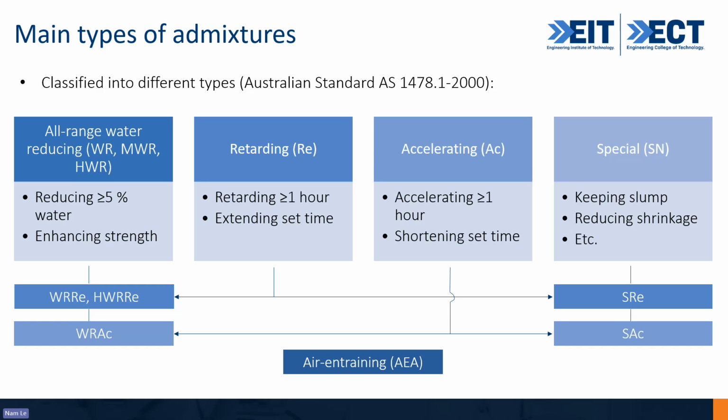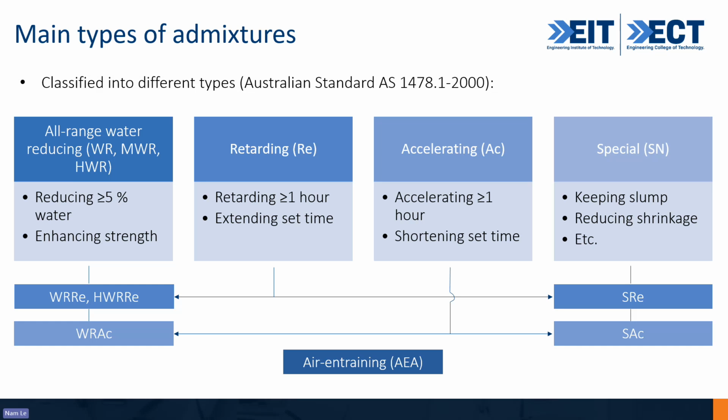What can be the types of this one, right? We can have different types of admixtures. Based on Australian standard AS 1478.1, we have different types. The most popular one, I would say, is the water reducing admixtures, including the water reducing admixture, WR. MWR means medium range water reducing admixture. HWR means high range water reducing admixture.